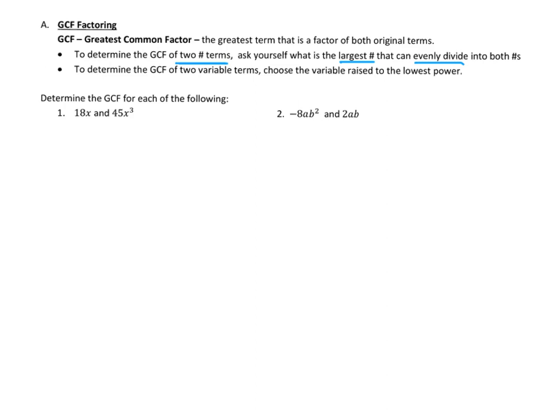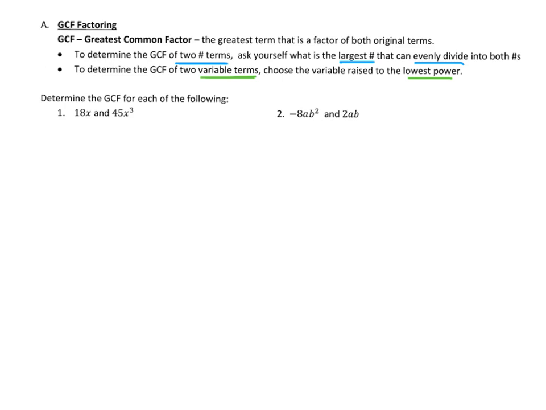The second thing to look at is your variable terms. And you have to choose the variable raised to the lowest power. So if I have to choose between a to the second and a to the fourth power, I'm going to choose the a to the second. Okay, so let's take a look at these first two examples. All we're doing is determining the GCF of these first two examples.